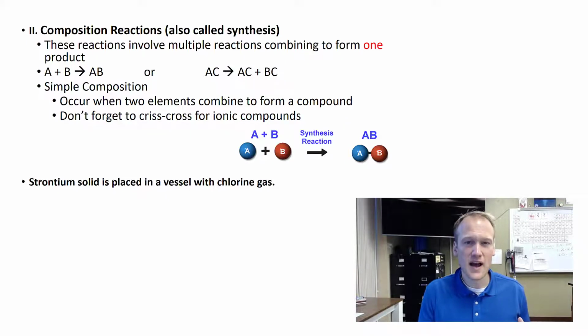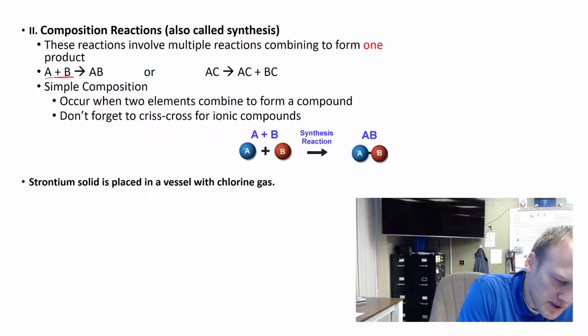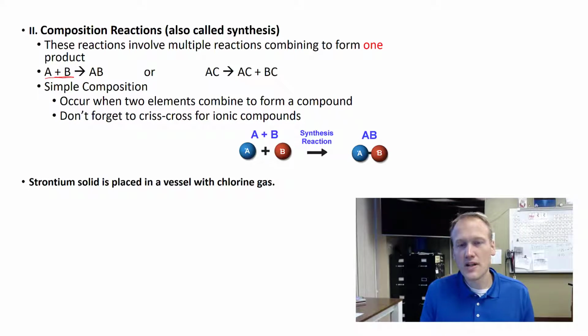Remember, decomposition reactions have one reactant, where composition reactions will have one product. And it's usually only two things coming together to form that one product. So if we look at our model down here, A plus B equals AB. Most of the compositions you're going to see are simple compositions where you just have two elements combining to form a compound.